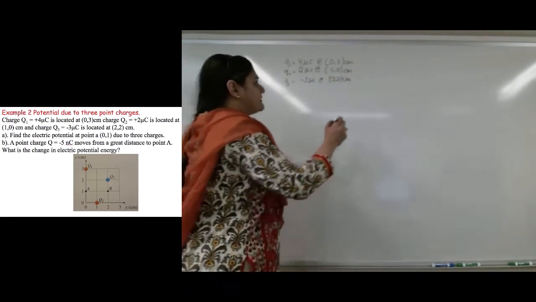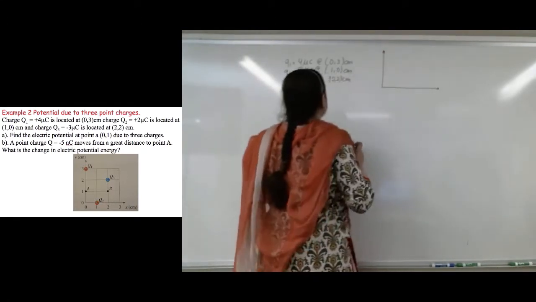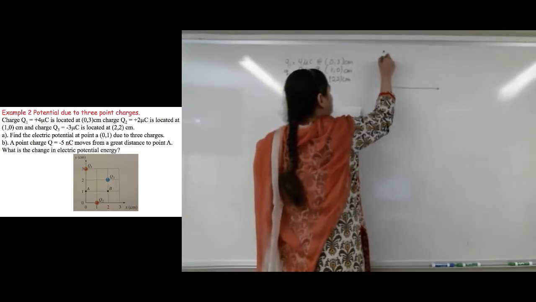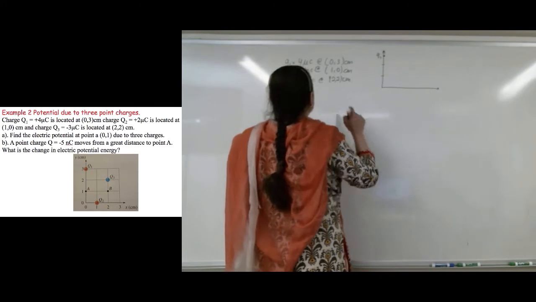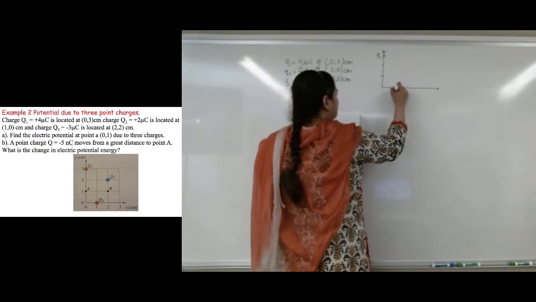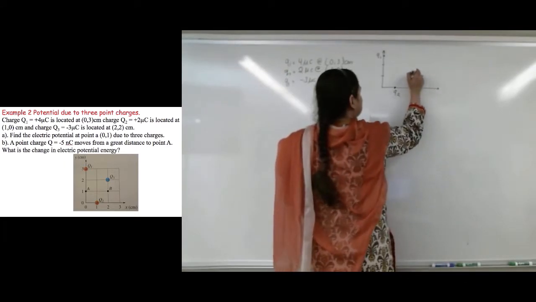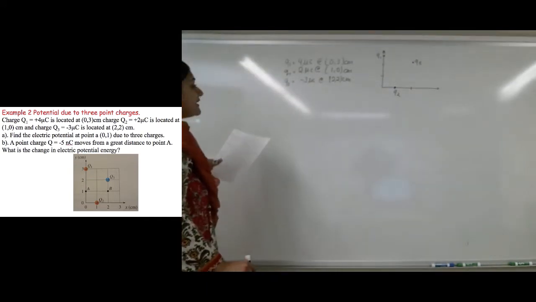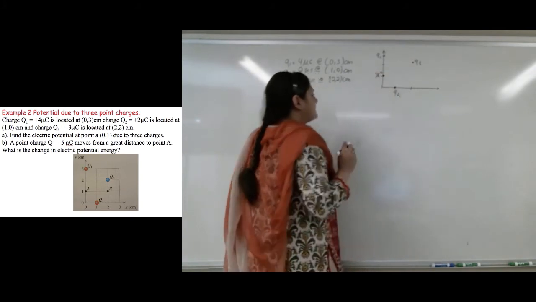So first of all, let's figure out what the system looks like. Q1 is at (0, 3), so Q1 is going to be here. Q2 is at (1, 0), so that's where Q2 is. And Q3 is at (2, 2), so it's somewhere here. Then where do we actually have to find the potential? We have to find it at point A. So this is where I am trying to find the potential.